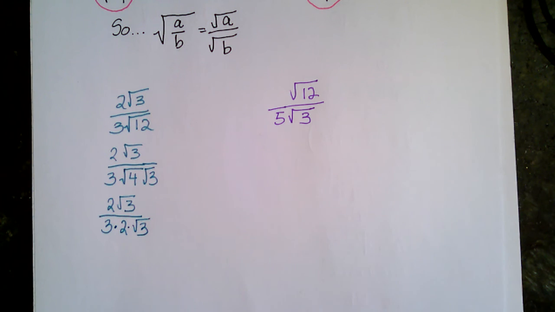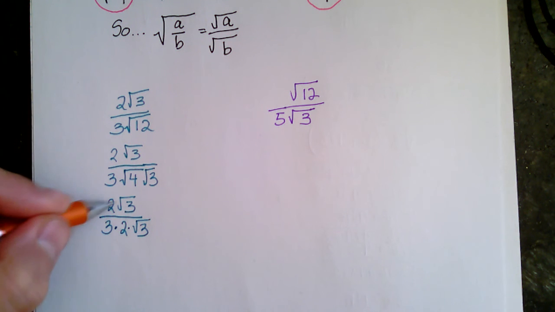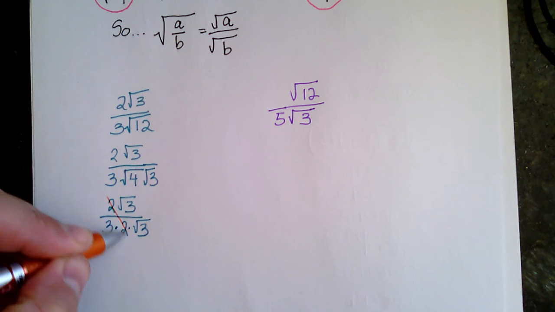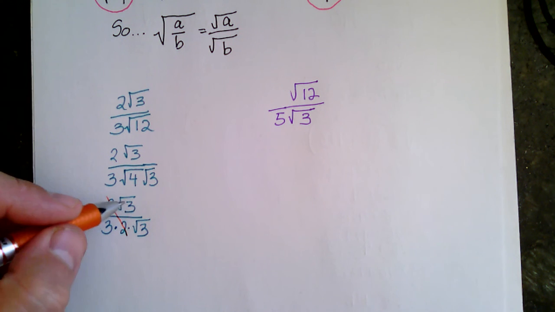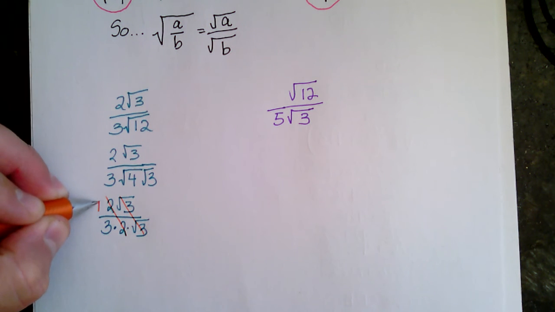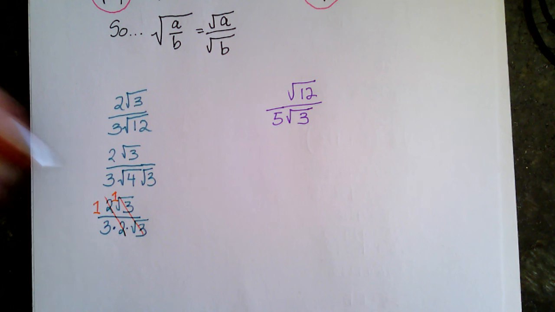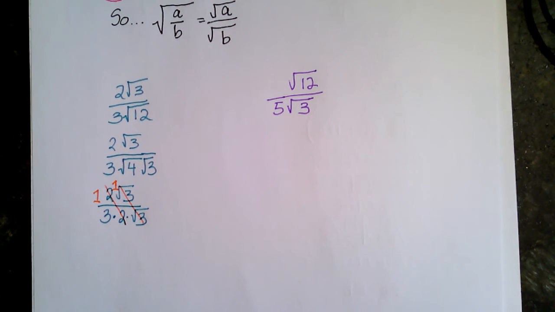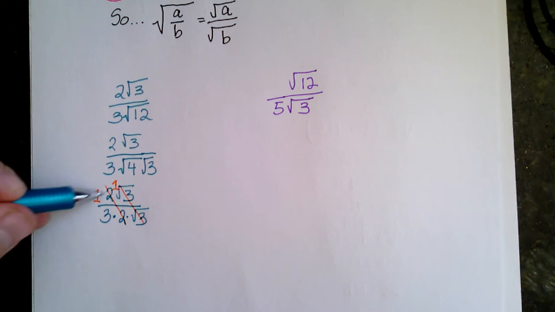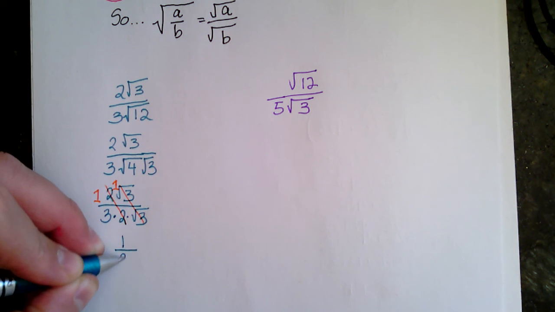Then I'm just going to use my rules of cross-canceling. As long as there's no addition or subtraction sign between the numbers, I can cross-cancel the 2. I can cross-cancel the 3. And remember, anything divided by itself is 1. So what I'm left with in this particular problem is 1 times 1, or 1 over 3.